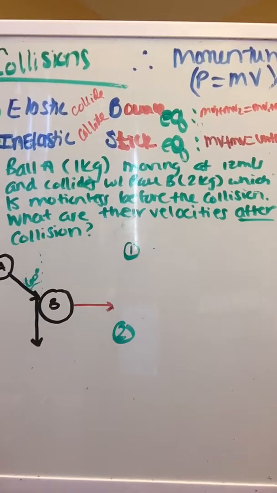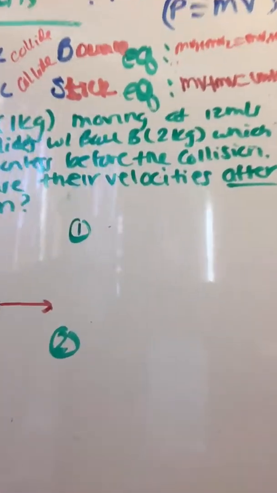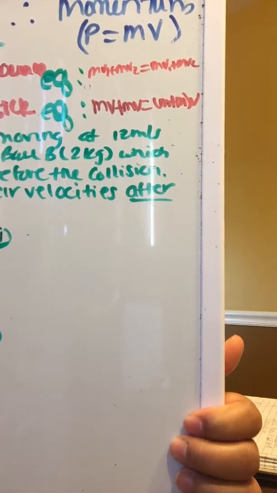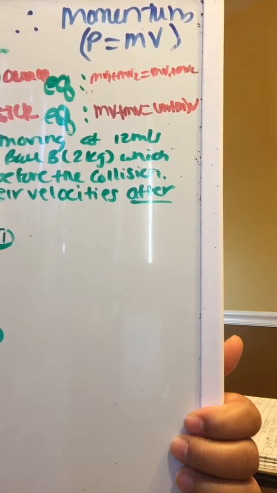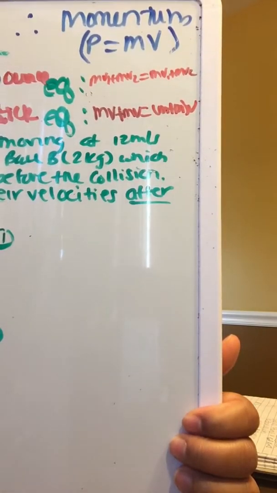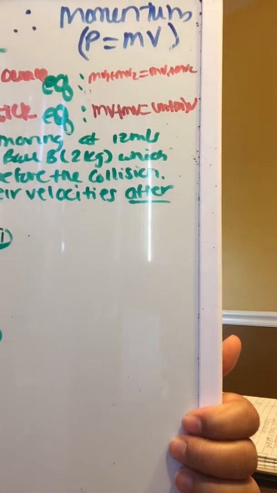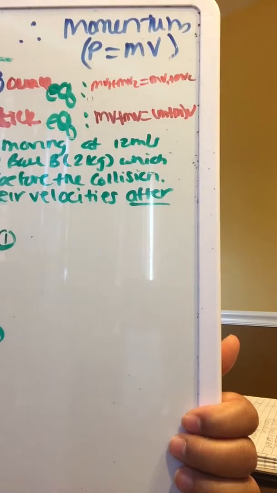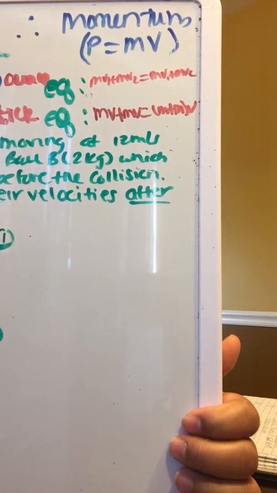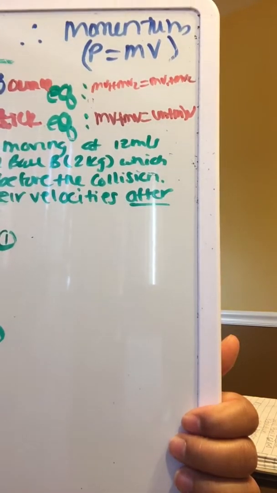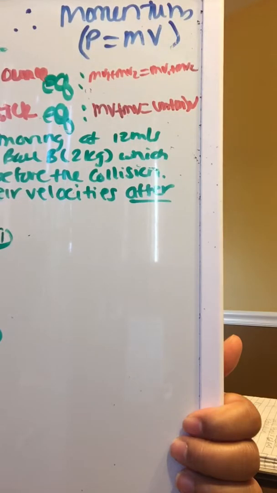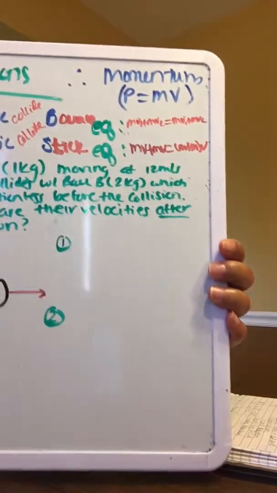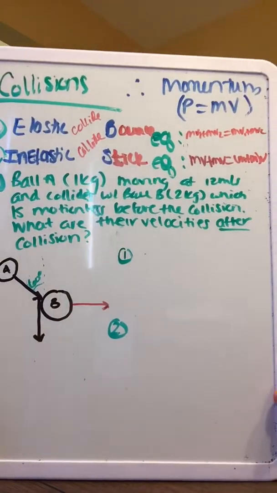So for the elastic collisions, I don't know if you can see, it's kind of sloppily written, but the equation is mv1 plus mv2 equals mv1 plus mv2, whereas for the inelastic collision, the equation is mv plus mv equals (m plus m)v. Does that make any sense? Yeah. Okay. So I wrote out the equation beforehand just to save a little bit of time.